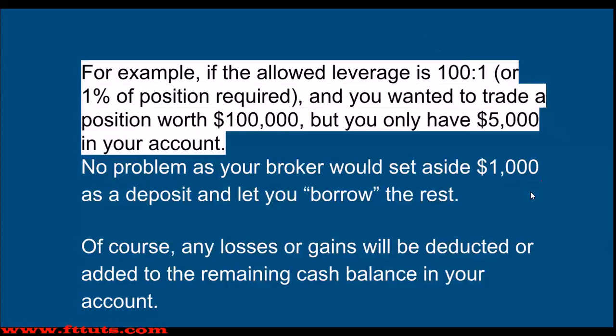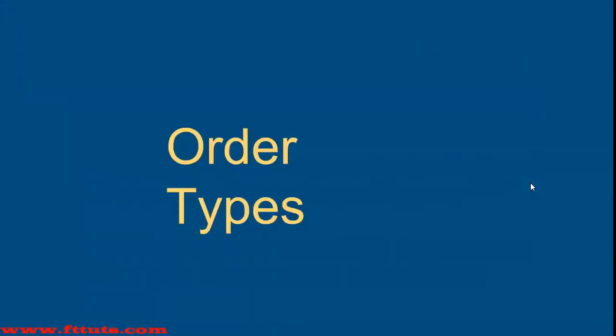Let's move right along. Now we're going to get into order types. We've heard there are different order types. There are stop losses, buy stops, sell limits, and execute market orders. So let's straighten all that out right now.